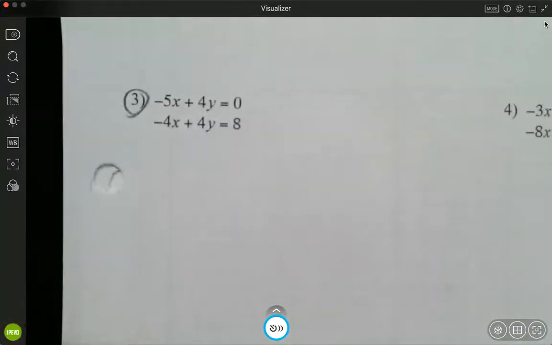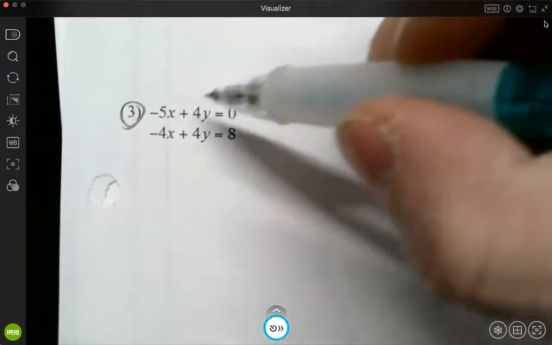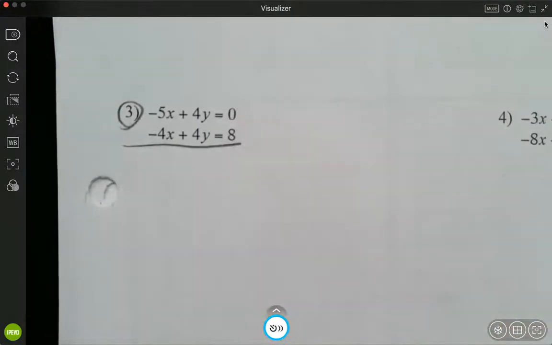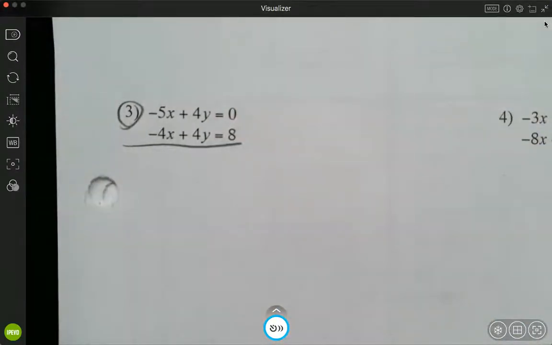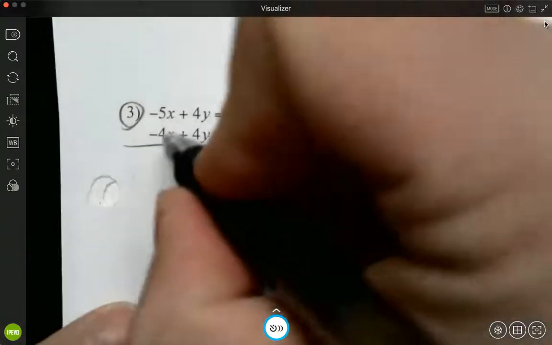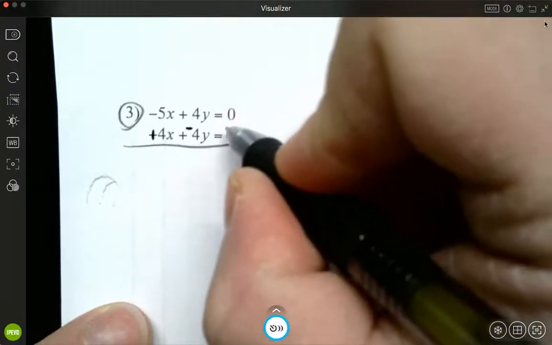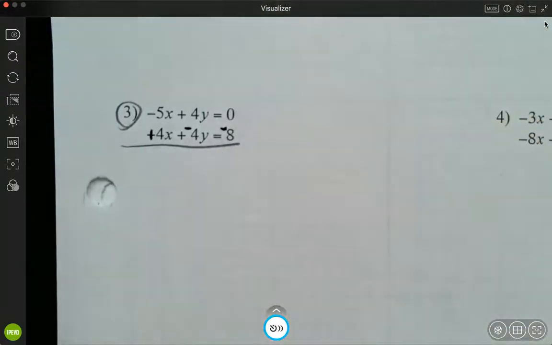So I'm going to look at my constants again. Negative 4, negative 5, that's not going to help me. 4 and 4, they're the same, so I'm going to subtract. Now, judging on some of the things I was seeing yesterday, it might just be easiest if you just multiply this entire equation by negative 1, which really means you're just making all the signs the opposite. So I'm going to make this positive 4x, negative 4x, and negative 8. Now I have opposites, and I can add those.